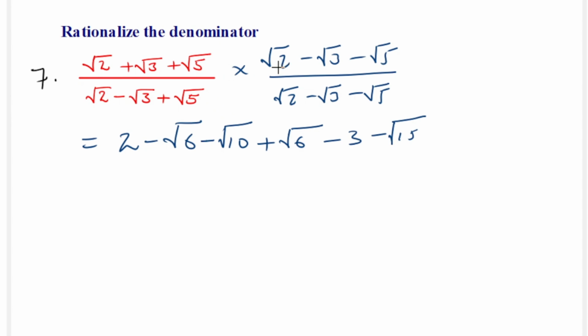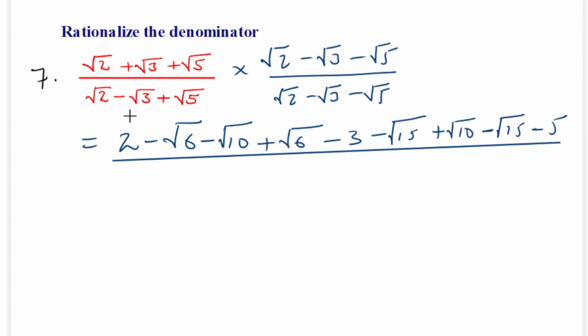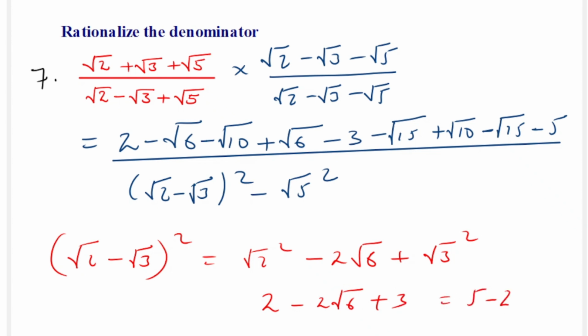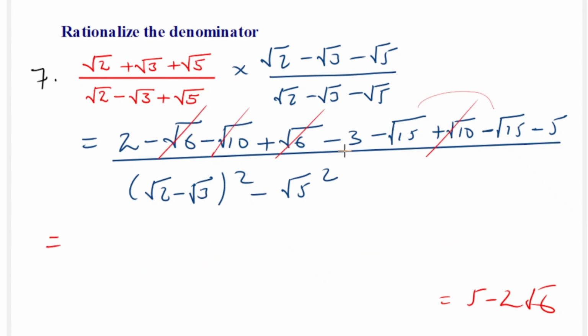Radical 5 times radical 2, radical 10, over radical 2 minus radical 3 the whole square minus radical 5 the whole square. Radical 2 squared minus 2 times radical 6 plus radical 3 squared: 2 minus 2 radical 6 plus 3. So you will get 5 minus 2 radical 6. Insert 5 minus 2 radical 6 in place of radical 2 minus radical 3 the whole squared. 2 minus 3 minus 5, you'll get minus 6.